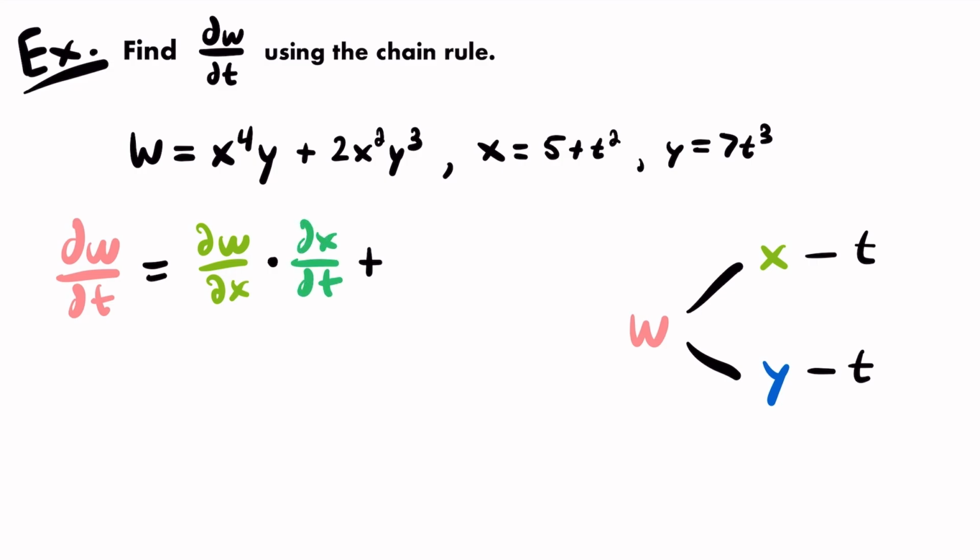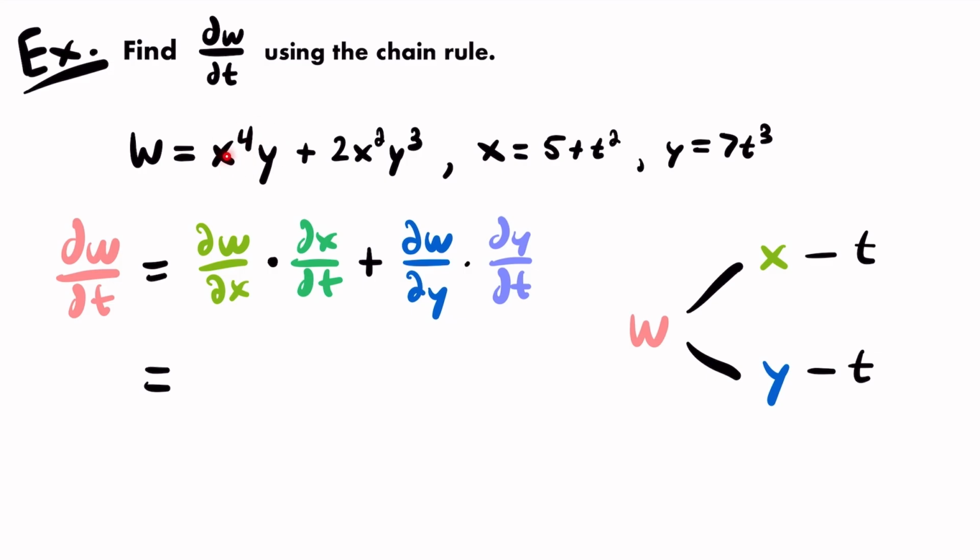Then we will add the other path from the tree, where we take a partial derivative of w with respect to y and multiply that by the derivative of y with respect to t. So we have the partial of w with respect to y multiplied by the derivative of y with respect to t. Okay, so now that we have the formula, let's find dw/dt, starting with the partial of w with respect to x. And so looking at w here, there are two terms to take into account. And remember that we are treating y as a constant.